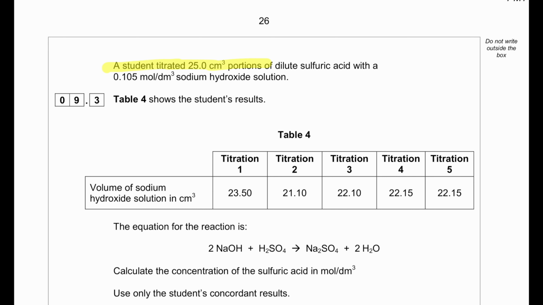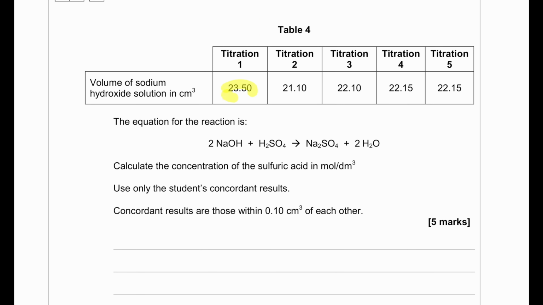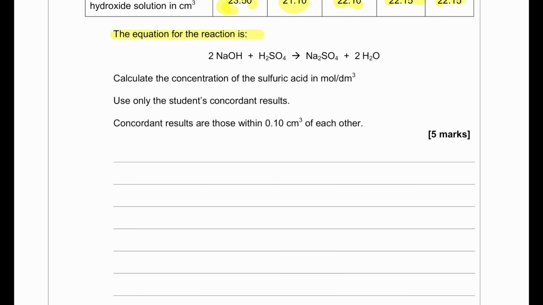A student titrated 25 cm³ portions of dilute sulfuric acid with a 0.105 mol per dm³ sodium hydroxide solution. The titration results are as follows. The equation for the reaction is sodium hydroxide plus sulfuric acid gives sodium sulfate plus water. Calculate the concentration of sulfuric acid in mol per dm³.